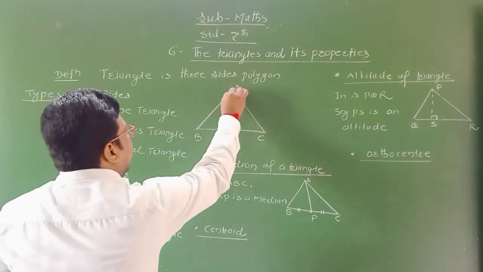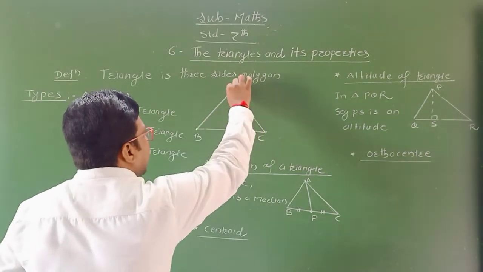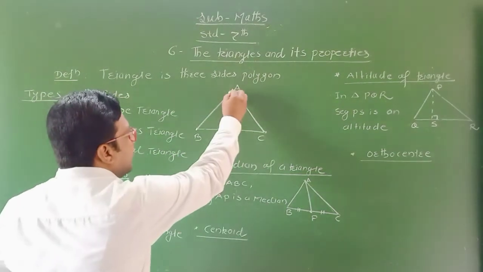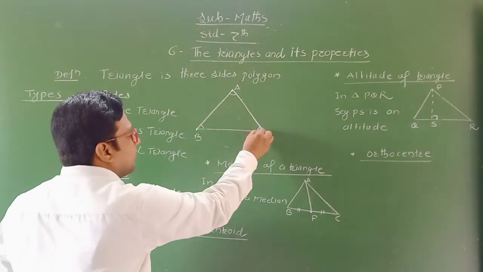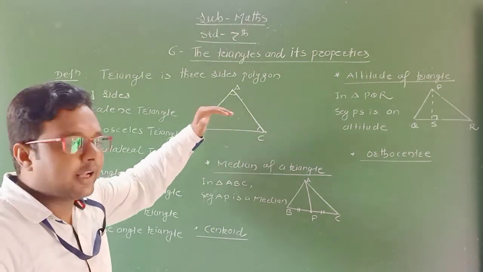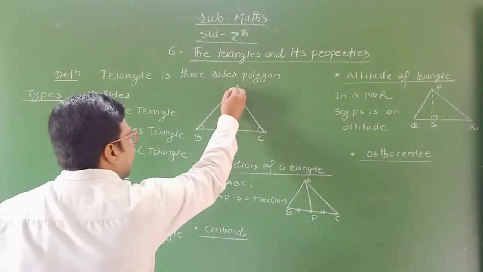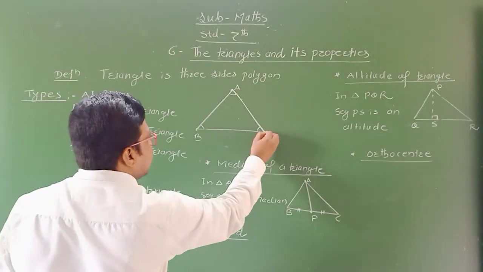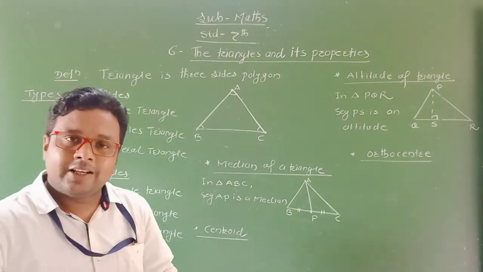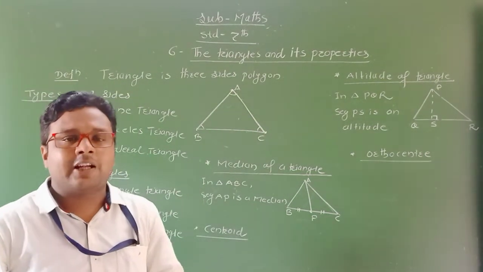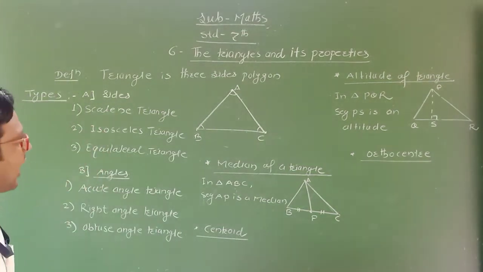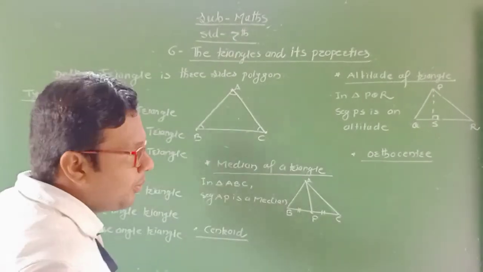Now AB, BC and AC are the three sides of the triangle. Clear? Then angle A, angle B and angle C are the three angles of the triangle. Okay, total three angles are there in the triangle. And point A, point B and point C are the vertices of the triangle. Clear? Three vertices are there, three sides are there and three angles are there in the triangle. Clear? Now after that here we see the types of triangle.